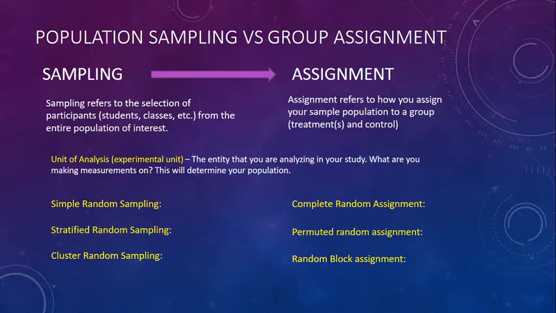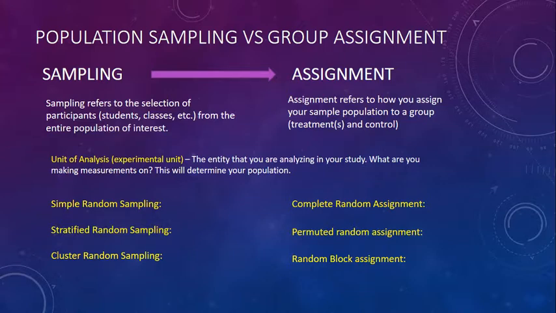Below, I've listed the most common ways to either randomly sample a population or randomly assign to a group. Simple random sampling is when every member of the population has an equal chance of being selected for your study. Stratified random sampling, sometimes called proportional sampling, involves dividing your population into homogeneous subgroups and then taking a simple random sample in each subgroup. There are several reasons why you might prefer stratified sampling over simple random sampling.